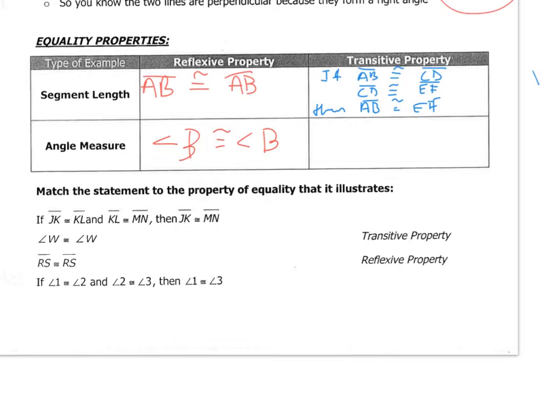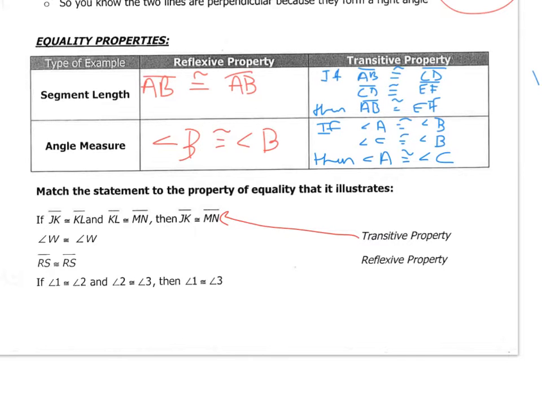We can do the same thing with angle measures. We would say if angle A is congruent to angle B, and angle C is congruent to angle B, then angle A is congruent to angle C. Now take some time to match this statement with the property that it illustrates. If I am matching, I am going to say if segment JK is congruent to KL and segment KL is congruent to segment MN, then JK is congruent to MN. That would be the transitive property.